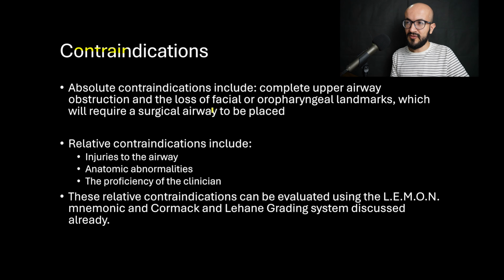Finally, let's talk about the contraindications to rapid sequence intubation. The absolute contraindications include complete upper airway obstruction and loss of facial or oropharyngeal landmarks, and in this case it will require a surgical airway to be placed. Relative contraindications include injuries to the airway, anatomic abnormalities, and proficiency of the clinician. The relative contraindications can be evaluated using the LEMON mnemonic and the Cormack and Lehane grading system discussed already.